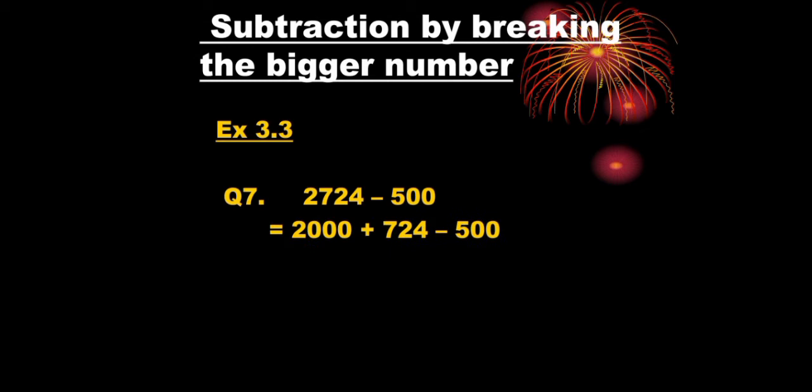Subtraction by breaking the bigger number. Exercise 3.3, question number 7. 2724 minus 500. So here we will break the bigger number 2724 as 2000 and 724, and subtract 500 from it. So it will be 2000 plus 724 minus 500, 224. So my final answer is 2224.